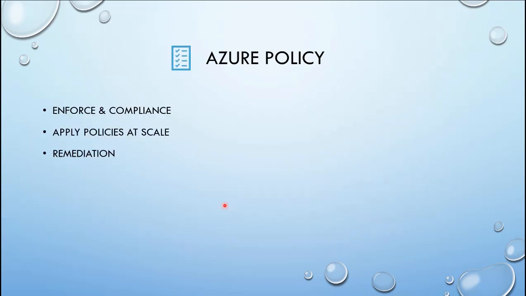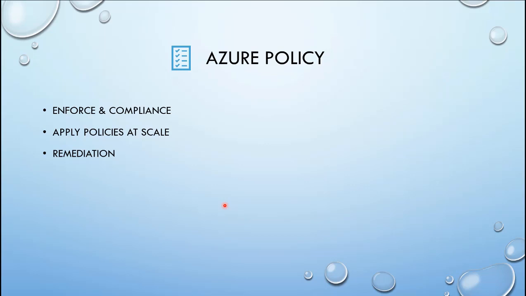So basically, what does Azure Policy do? Azure Policy enforces and makes it compliant. It is all about enabling built-in policies or building custom ones, and it does real-time evaluation of these policies. Policies at scale is all about applying policies on multiple levels, and remediation is all about real-time remediation.